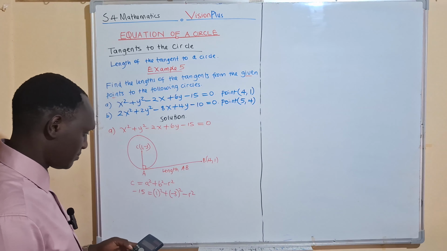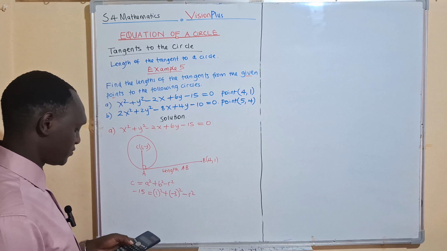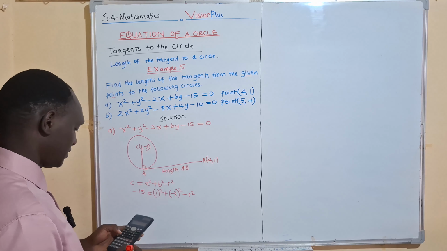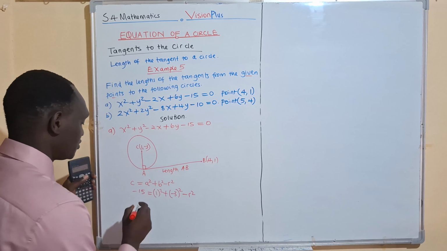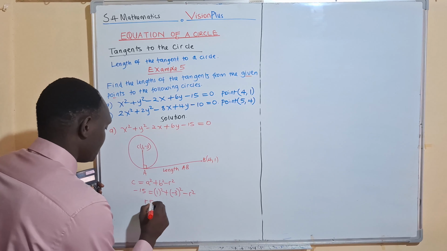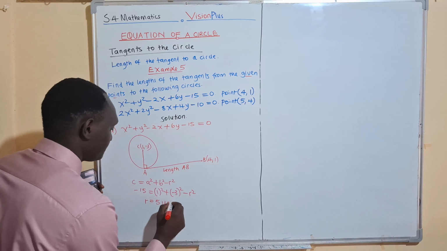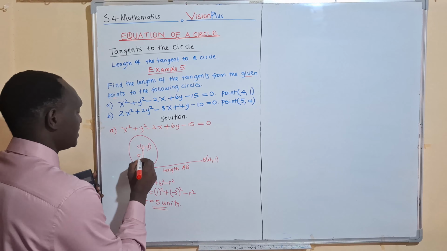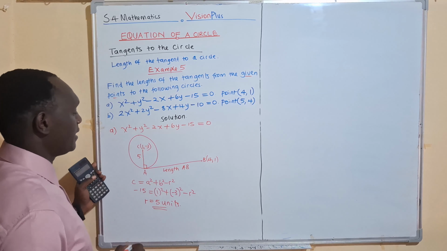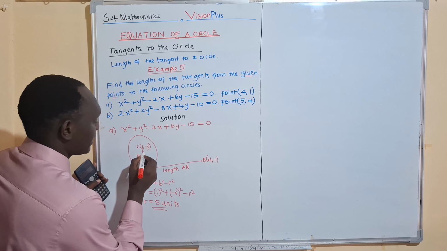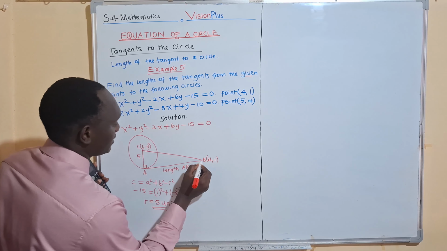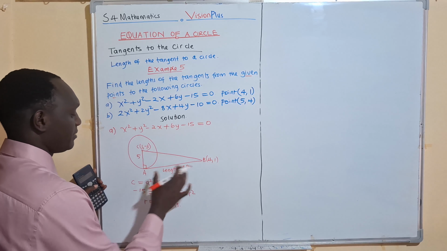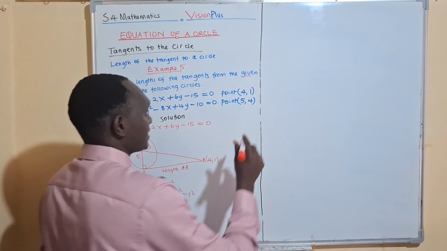So 1 squared plus negative 3 squared. Take this to that side, plus 15. So I'm getting the radius in this case as 5 units. After getting the radius of 5 units, it means this distance is 5 units. Now we need to find the distance, or length CB, so that we can use Pythagoras theorem to get the length AB.